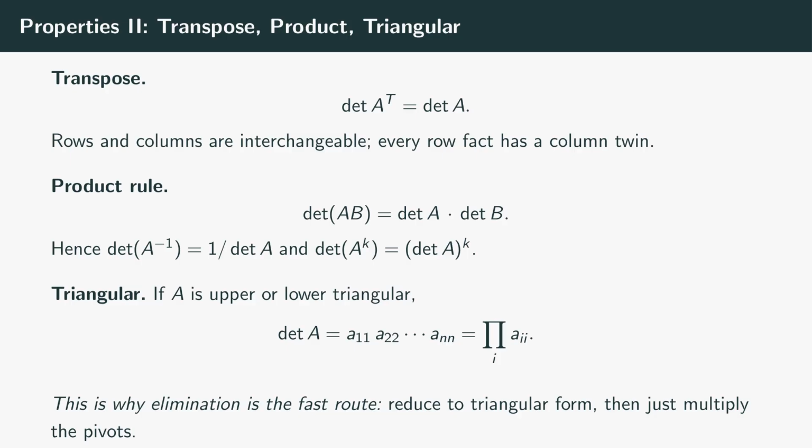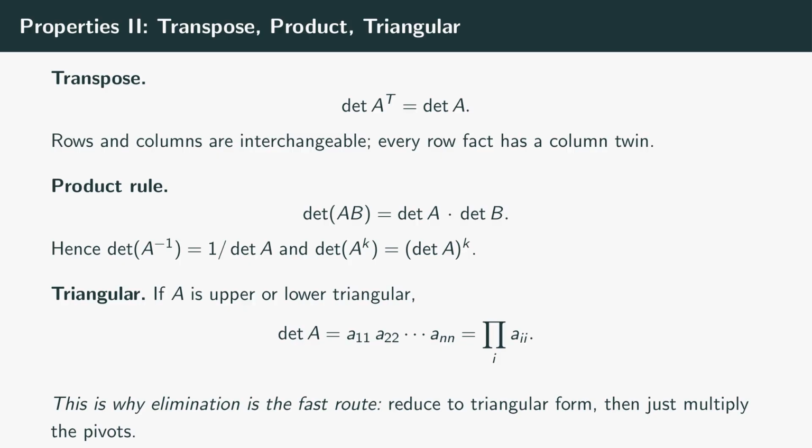From it, we get that the determinant of an inverse is 1 over the determinant, and the determinant of a matrix raised to a power k is the determinant raised to k. Third, the triangular shortcut. If a matrix is upper or lower triangular, its determinant is simply the product of the entries on its main diagonal.